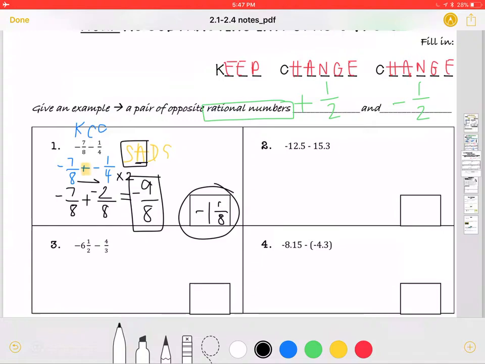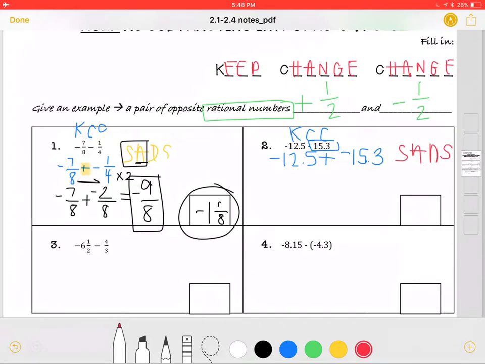All right, let's move on to number 2. I see subtraction between my two numbers, so let's do our K, C, C. Keep the first number exactly how it is. Keep the sign and everything. Change my subtraction to addition. Change this positive 15 and 3/10 to a negative 15 and 3/10. Now you should be asking yourself, our adding rules, do these have the same signs or do they have different signs? I see they're both negative, so they're the same. If they're the same, we're then going to add them.